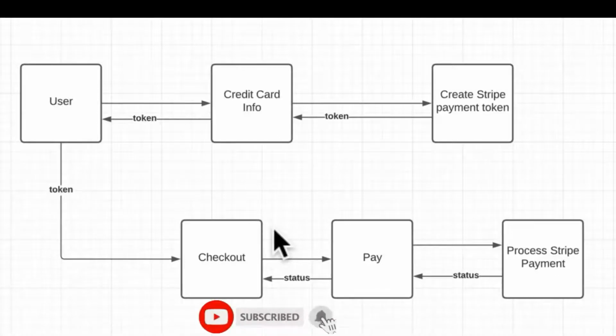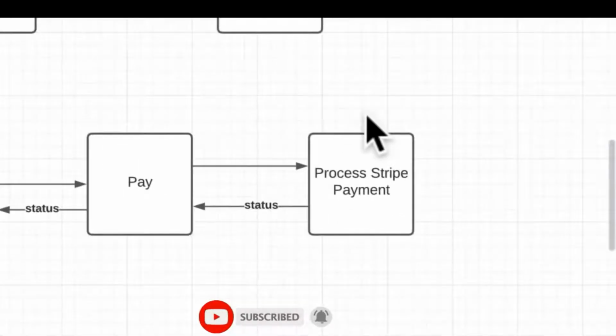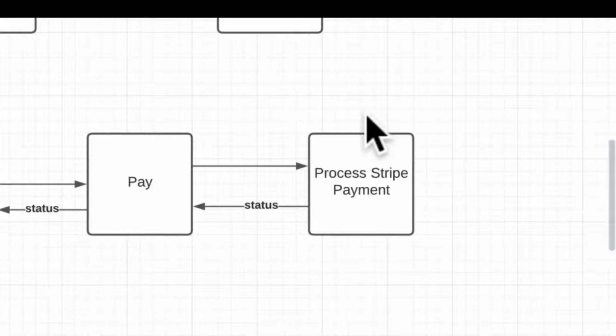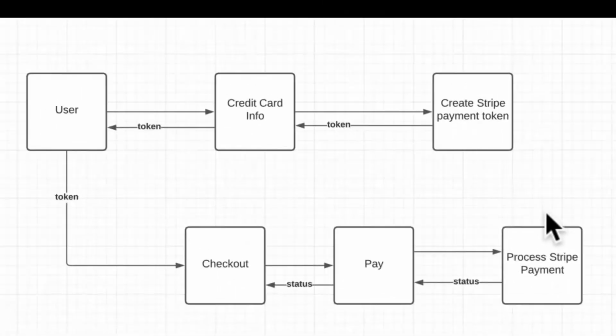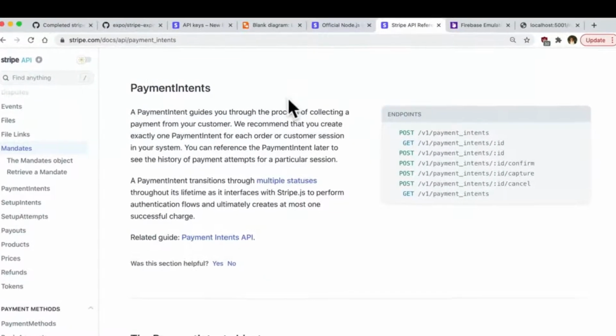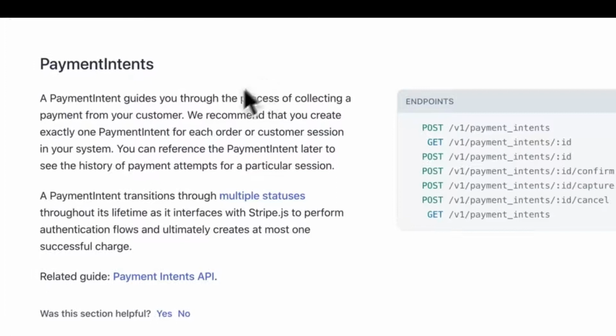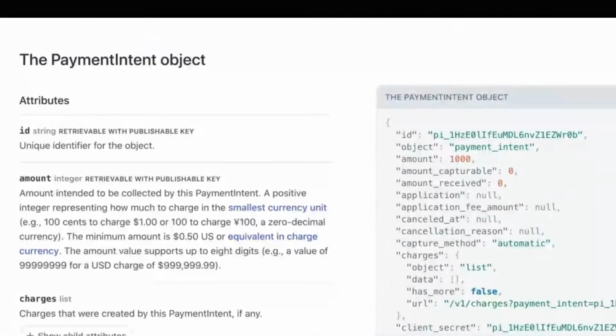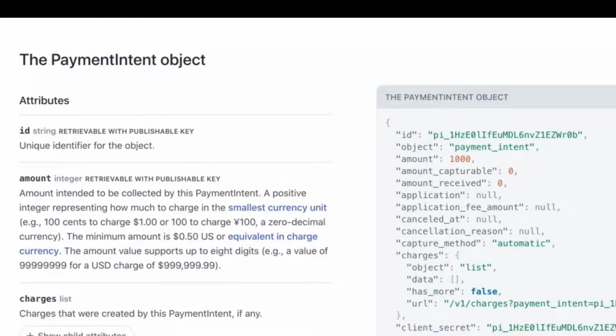Now we're going to take a look at how we're actually going to process the Stripe payment. In order for us to do that, we need to understand how this is going to work. We're going to use something called payment intents. Payment intents guides you through a process of collecting payment information from the customer. And then we use that payment intent object to process the actual payment.